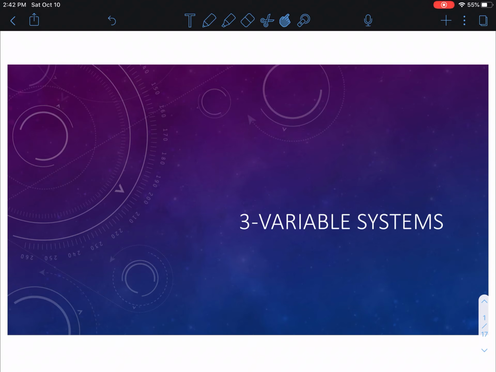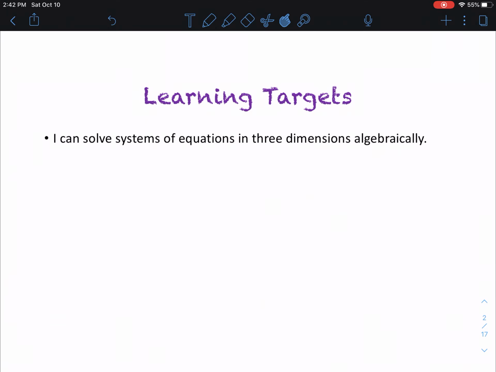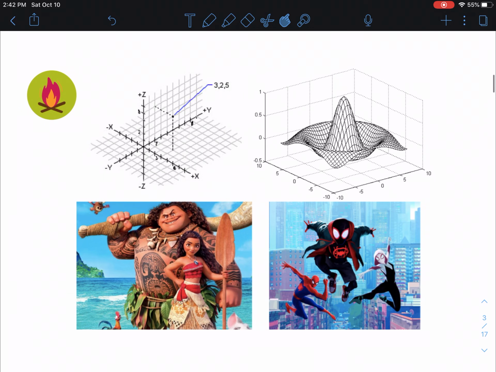Okay, so we are going to begin talking about three variable systems. And our goal will be to be able to solve systems of equations in 3 dimensions. This means 3 variables algebraically. All right, we're going to take a look at this slide and pause here to discuss a little bit.